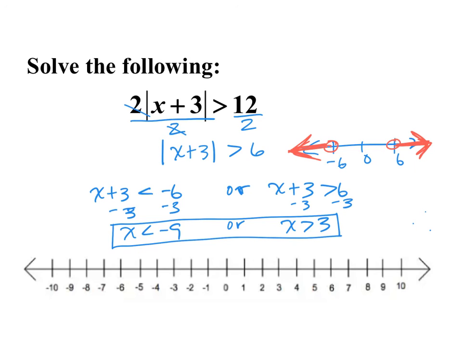So all the numbers that are less than -9 would be all the numbers that lie to the left of -9. Notice I'm putting an open circle on -9 because these are numbers that are strictly less than -9. That does not include -9. Or all of those numbers that are greater than +3. So open circle on 3 and then shade everything to the right. All right, so now you've seen some examples and you're going to try some problems on your own.